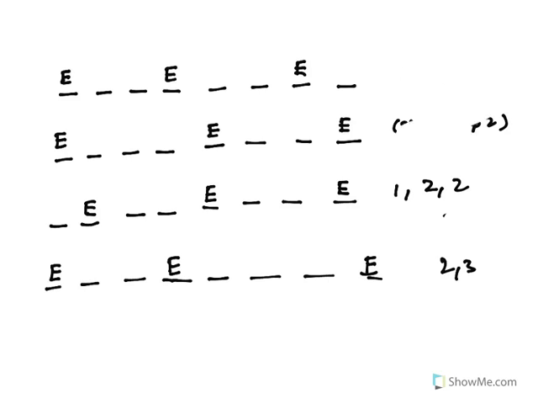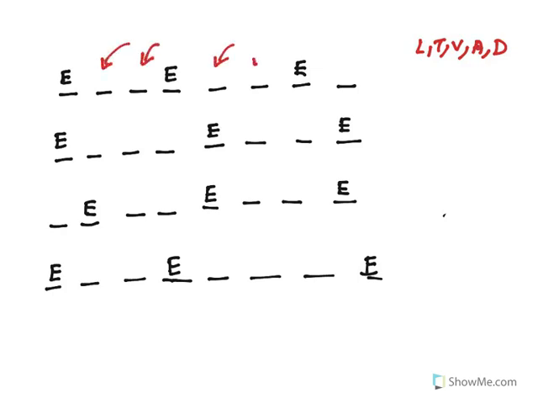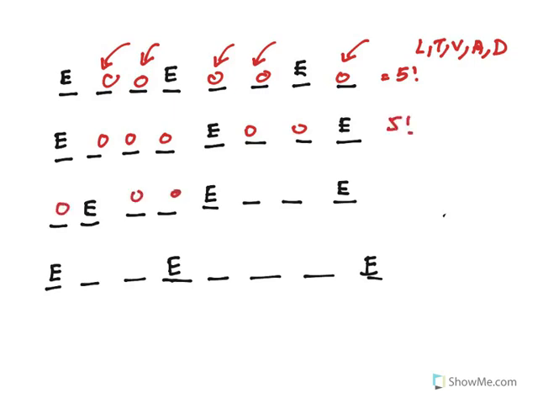What am I left with? I'm left with the letters L, T, V, and A, and D. Sorry, I have 5 letters. How many ways can I slot them in? For each case there are a total of 5 slots, so the number of ways to arrange them is 5 factorial. Similarly for the second case, 5 factorial. The third case, 5 factorial. Also for the last case, 5 factorial.